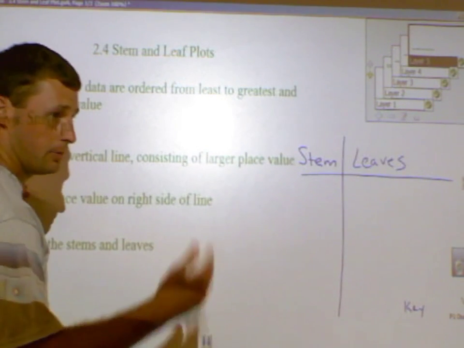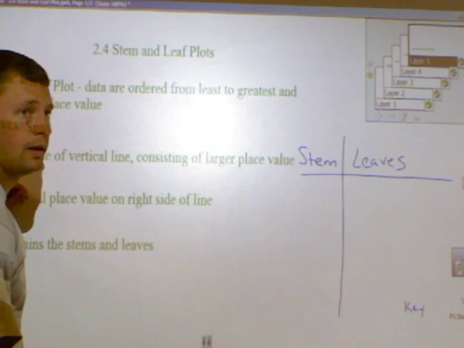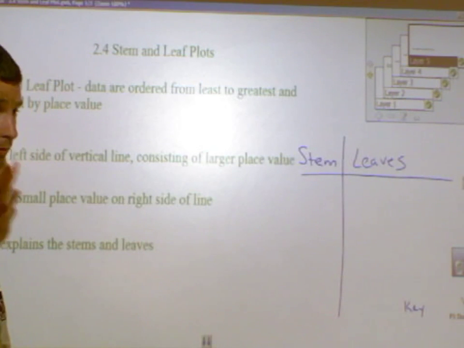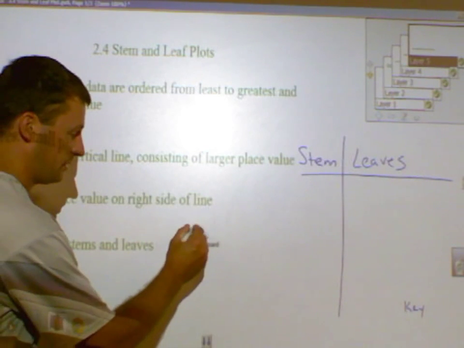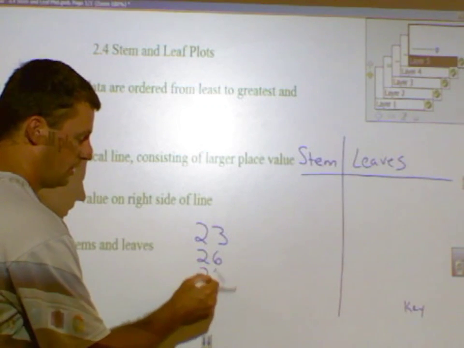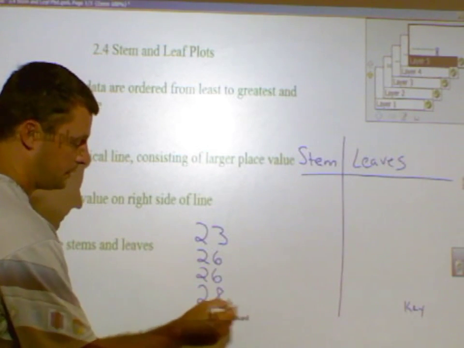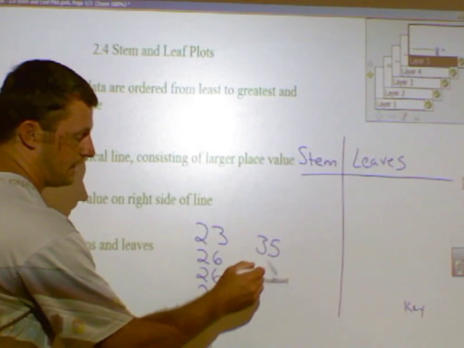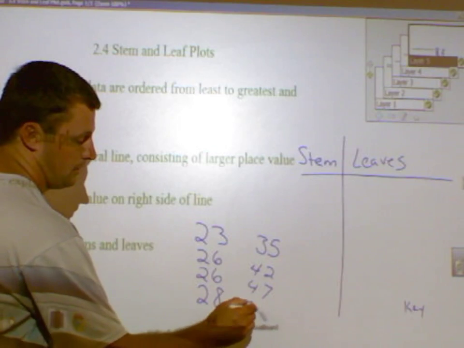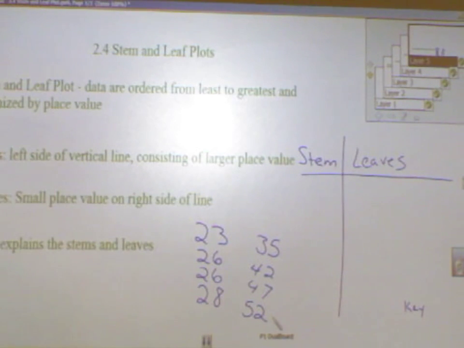Here's some basic numbers. If we went with ages of teachers in the school, and I'm just throwing numbers out there, I don't know any exact ones, but we probably have a 23-year-old and some 26-year-olds and a 28-year-old. And we'll say 35 and 42 and 47 and 52, and there's just a couple numbers. I don't know if those are anybody's actual ages, but we'll just throw those out there.